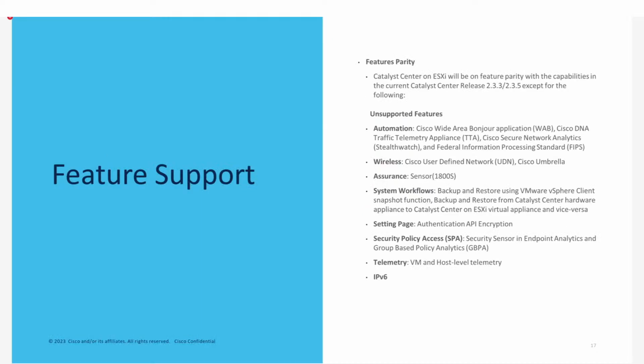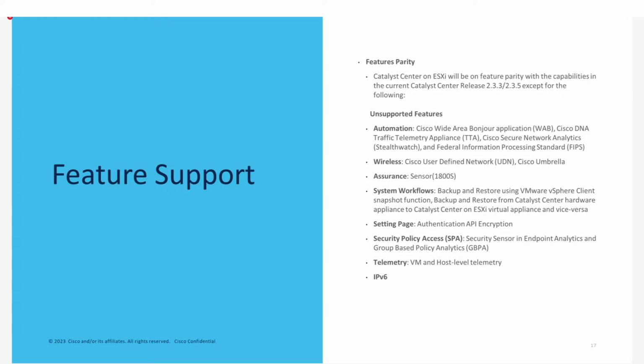Now for the feature support, Catalyst Center on ESXi, as I mentioned earlier, will keep the feature parity for version 2.3.3 and 2.3.5, except for some of the following things that you see on the slide. For automation, we do not have support for Wide Area Bonjour, nor for the Catalyst Center traffic telemetry appliance. We still don't have support for Stealthwatch, and there is no support for FIPS yet as well. For wireless, we don't support Cisco User-Defined Network or Cisco Umbrella. And for assurance, we cannot keep the data from the sensor 1800s.